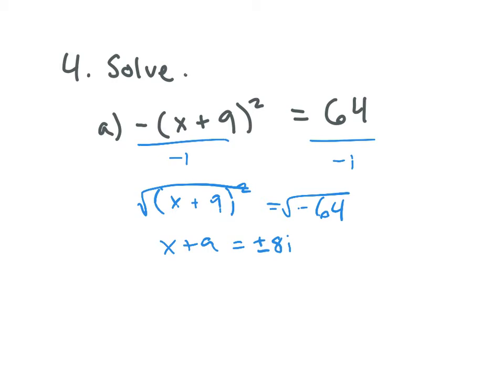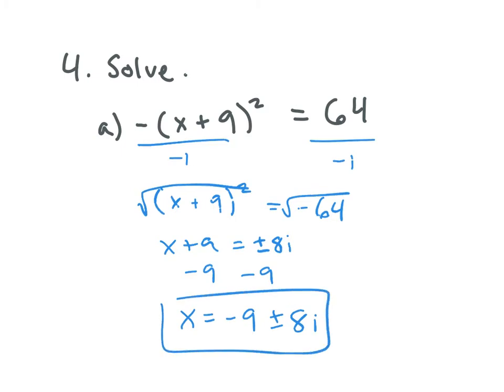Now how do we get the 9 to the other side? Subtract 9. So how would we write our answer? Negative 9 plus or minus 8i. So remember, we have to write it in standard form, so our real number has to come first.